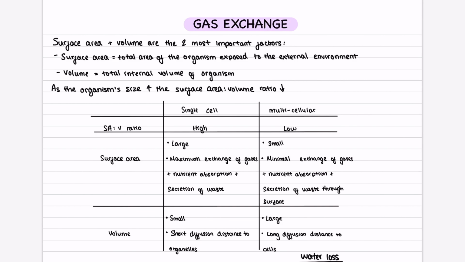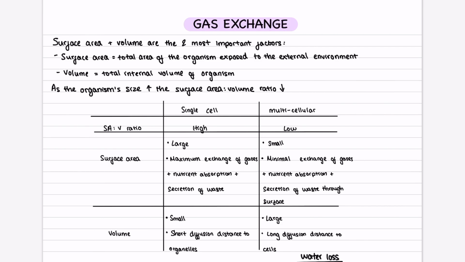So, as a whole, gas exchange is the movement of oxygen and carbon dioxide from the environment to the organism. What makes something efficient at gas exchange is dependent on their surface area and volume. Surface area is the total area of the organism exposed to the external environment. Volume is the total internal volume of an organism. As the organism's size increases, their surface area to volume ratio decreases.